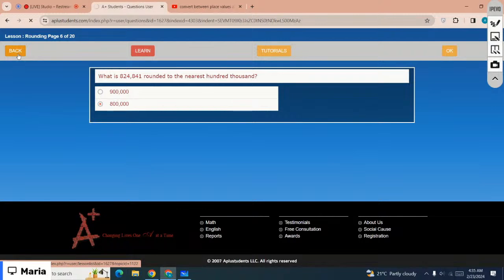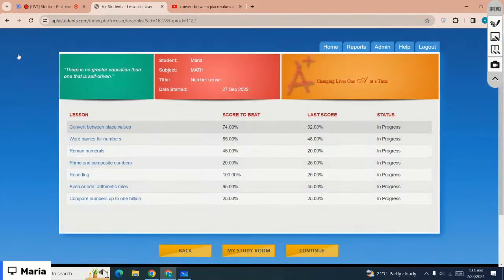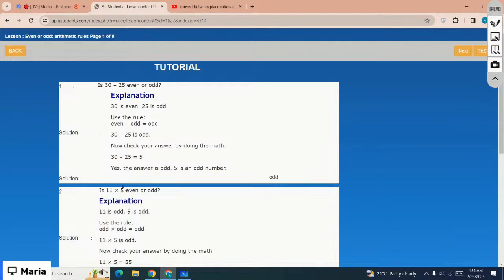And the next lesson is even or odd arithmetic rules, right? So let's just start with the lesson. Okay, is it even or odd, like 30 minus 25, right? 30 is an even number and 25 is an odd number. So you have to see, if you subtract an even and an odd number, what is the answer? The answer is always an odd number, right? You can see here 30 minus 25 equals 5 and 5 is also odd, right?